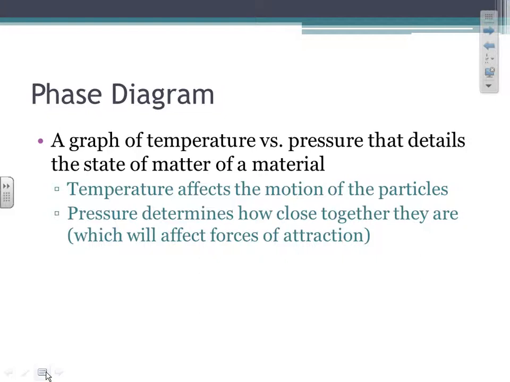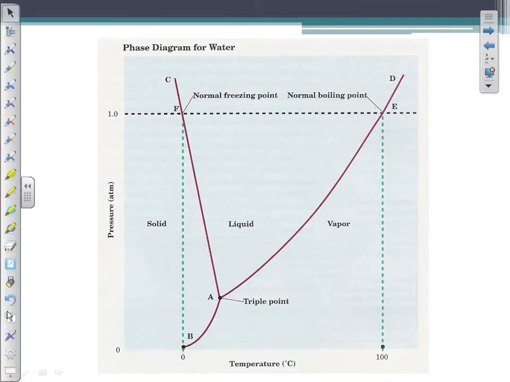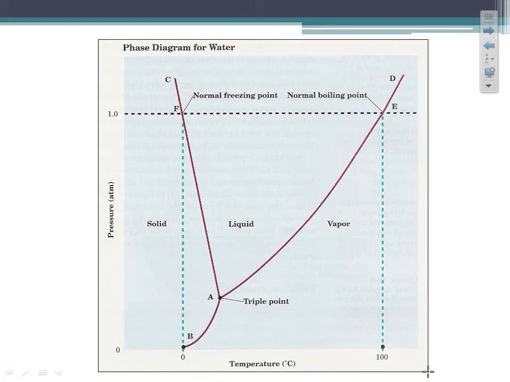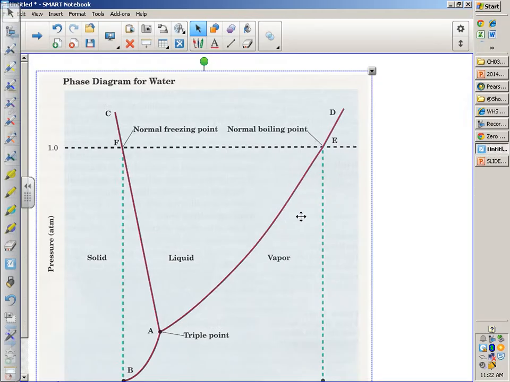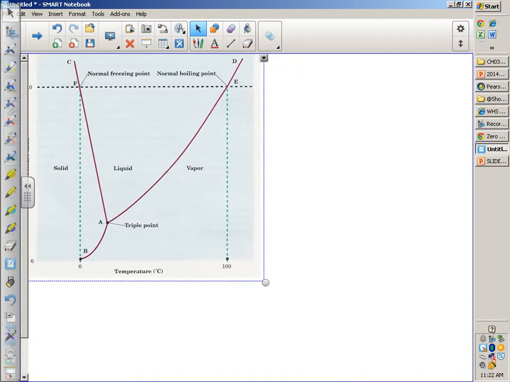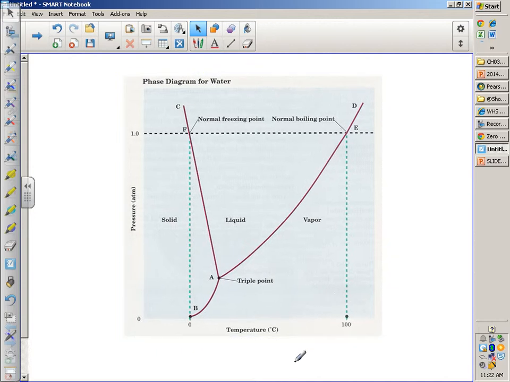All right. Let's take a look first at the phase diagram for water, which you have a copy of down at the bottom of your outline. It's a little smaller here. Okay. So it's a graph.